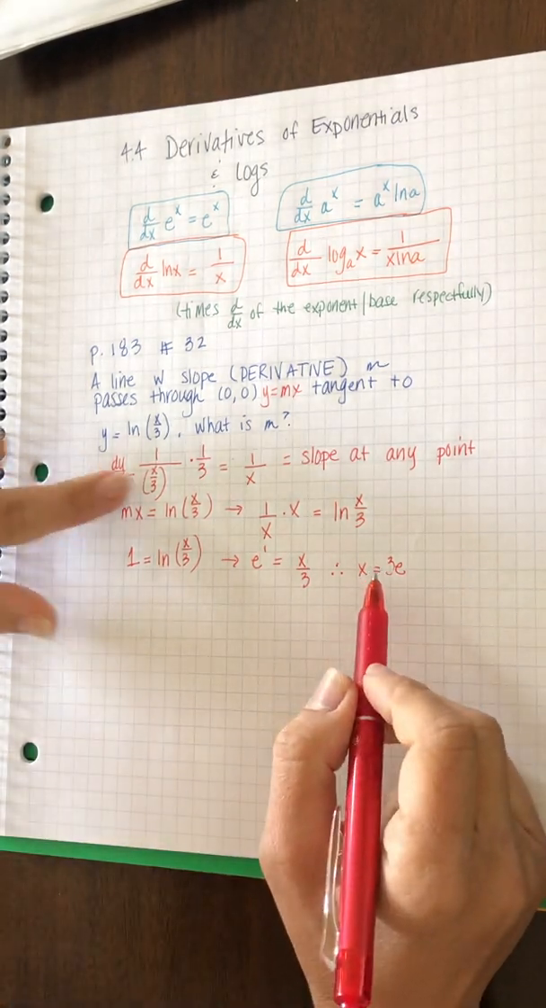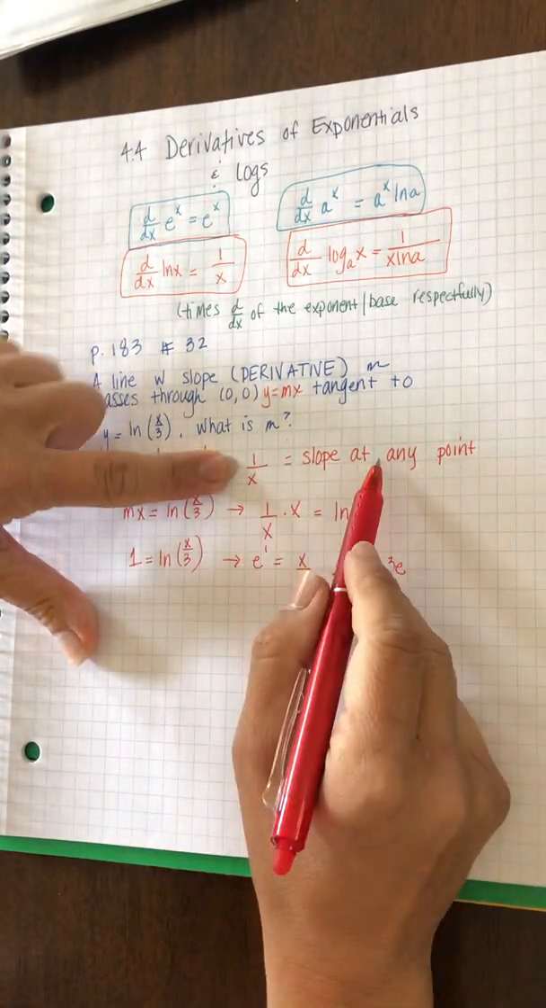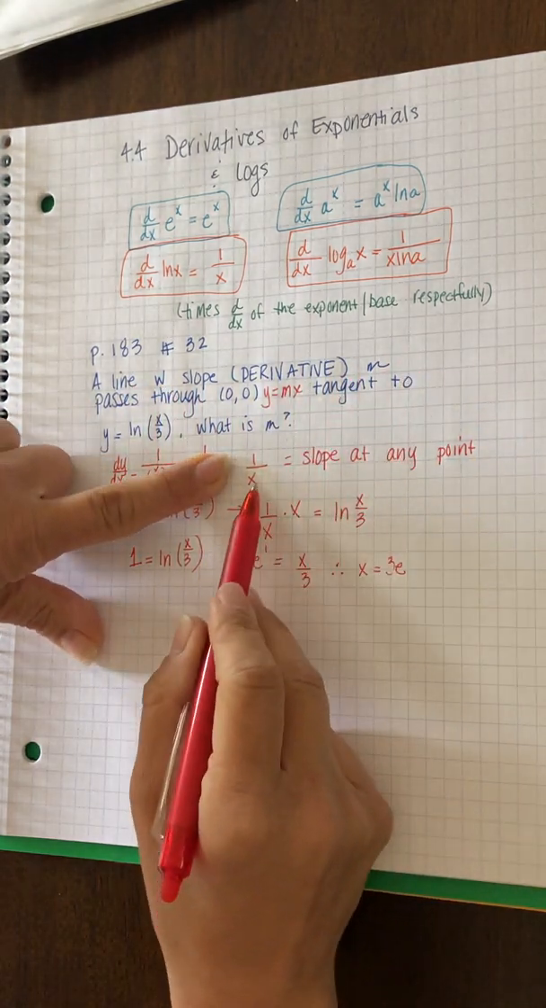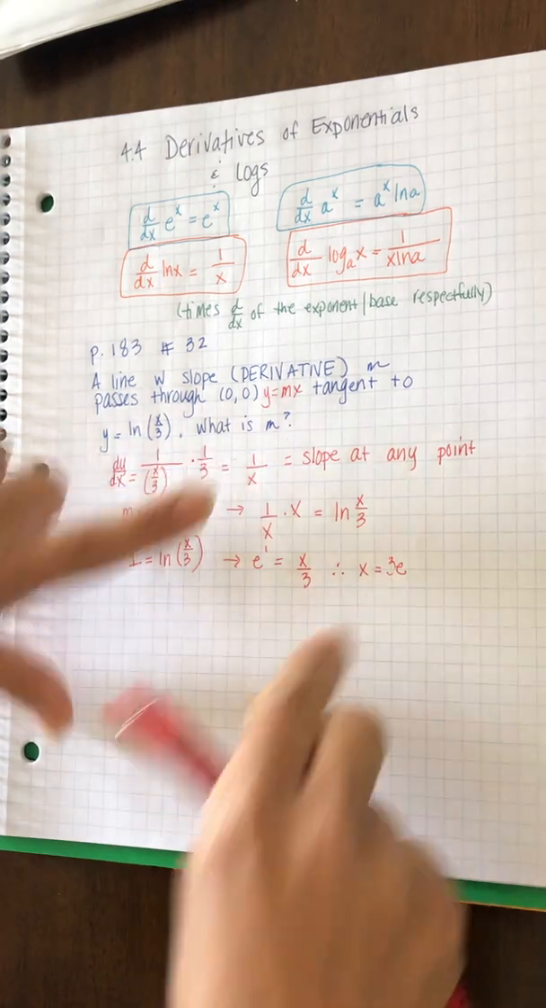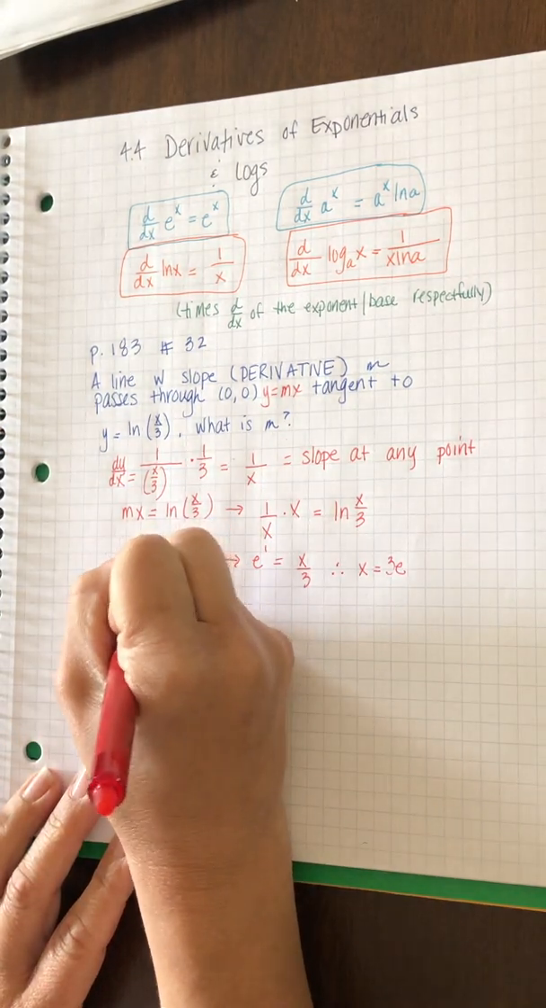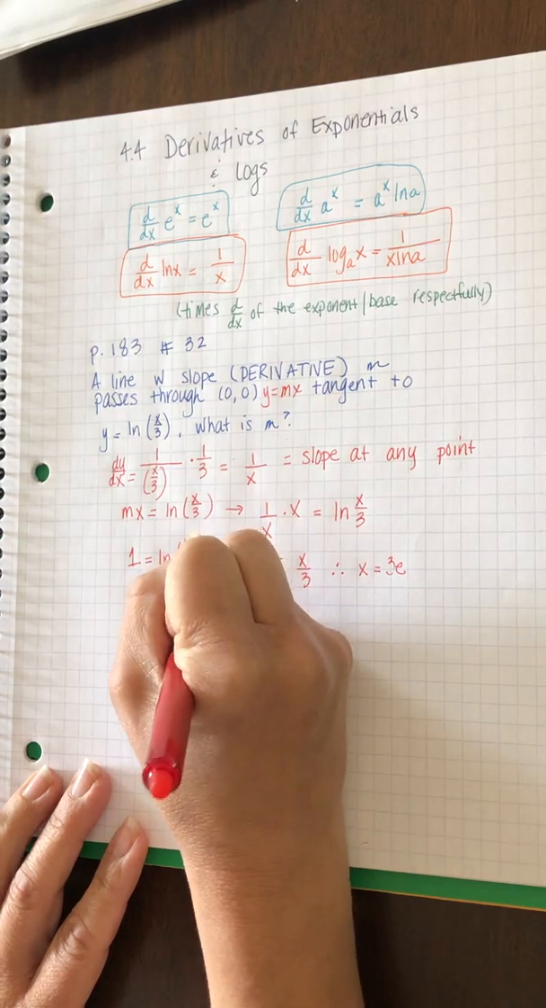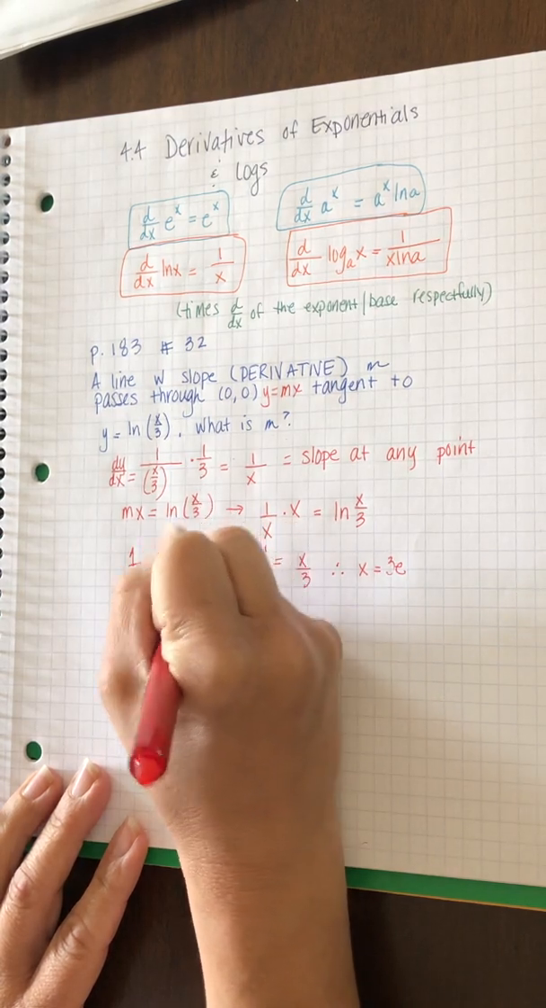Okay, if x is equal to 3e, I'm looking for the slope. They asked you to find a line with the slope. What is m? M is slope. M is 1 over x. X is 3e, so the slope is 1 over 3e.